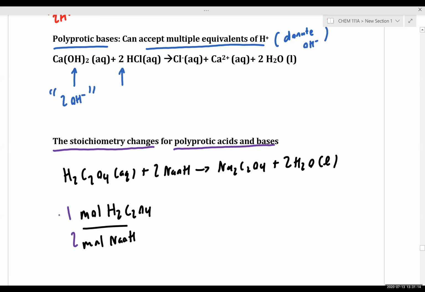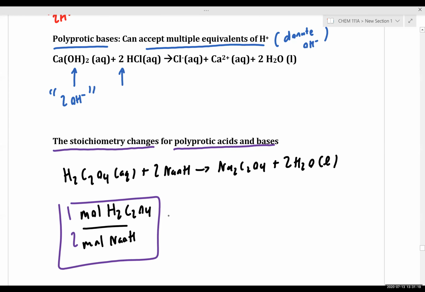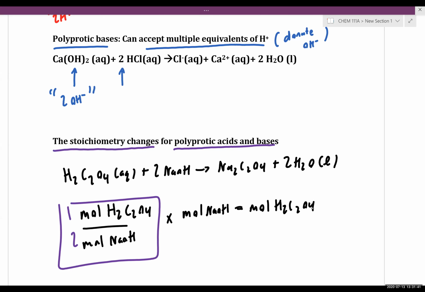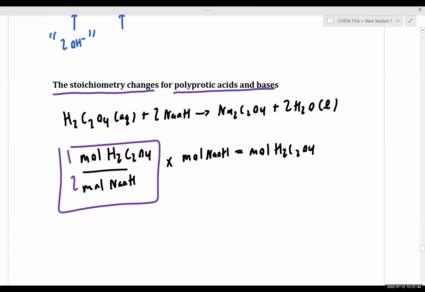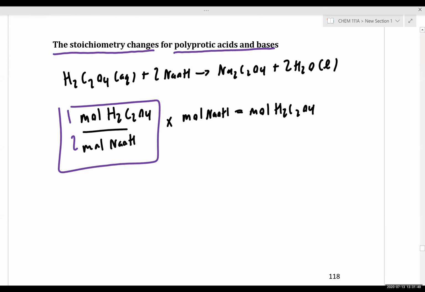1 to 2. Okay, so what that means is at the equivalence point, we see that the moles of sodium hydroxide times this mole to mole ratio are equal to the moles of oxalic acid. We need to account for our reaction stoichiometry when we deal with titration questions. Okay. So let's look at another example.